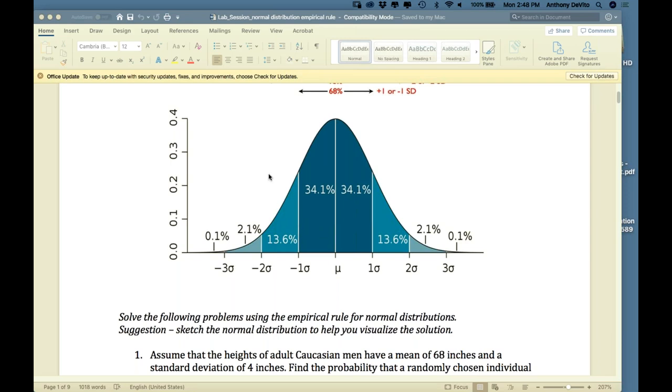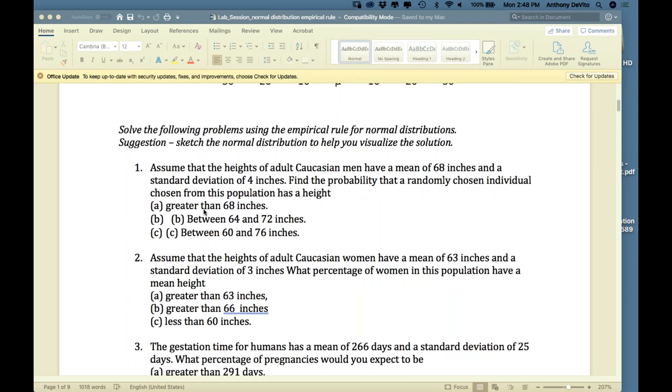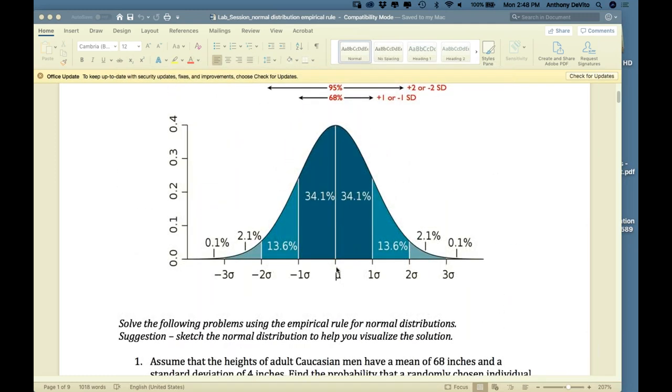And you'd expect about a 14% chance, a 16% chance that he would be further away than one standard deviation below the mean, and so on. So let's take a look at applying this. A mean of 68, a standard deviation of 4, what's the probability a randomly chosen individual has a height greater than 68 inches? So what would that be?